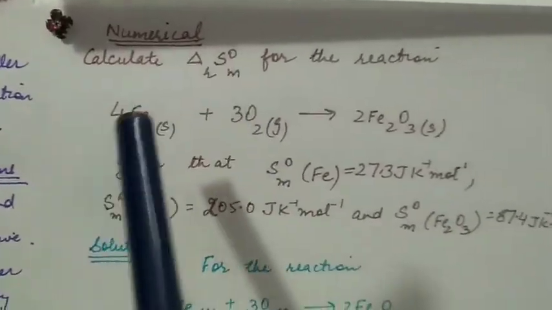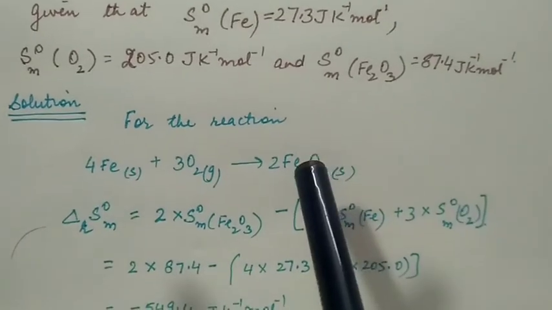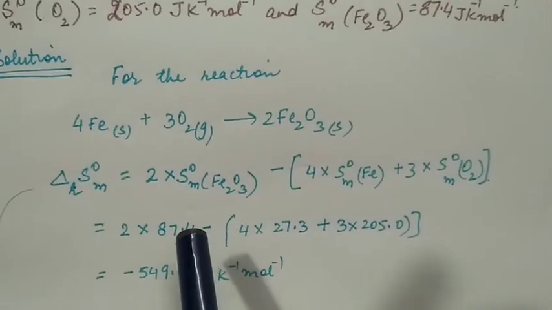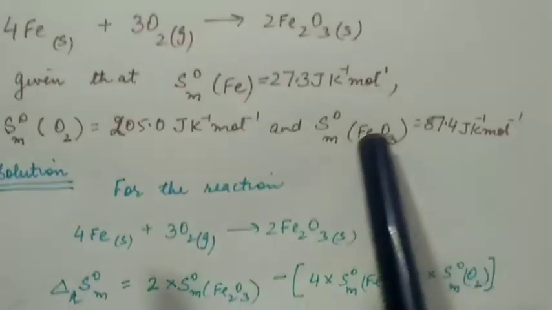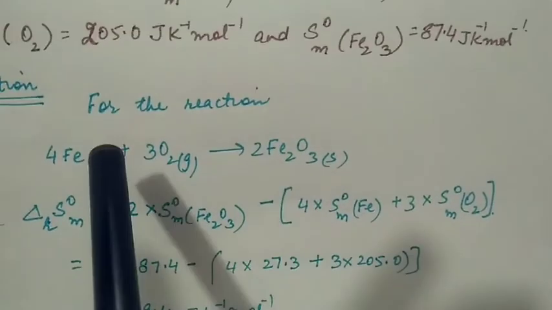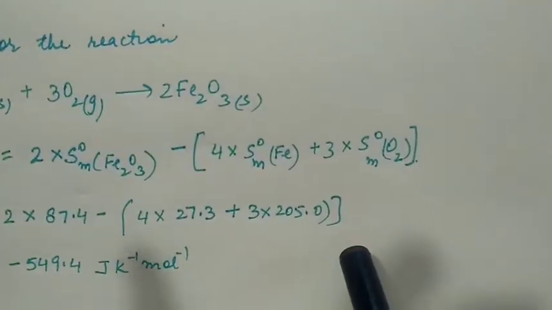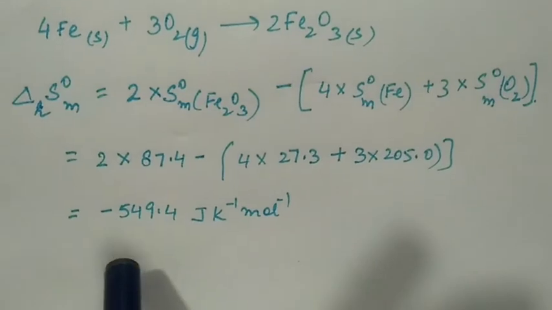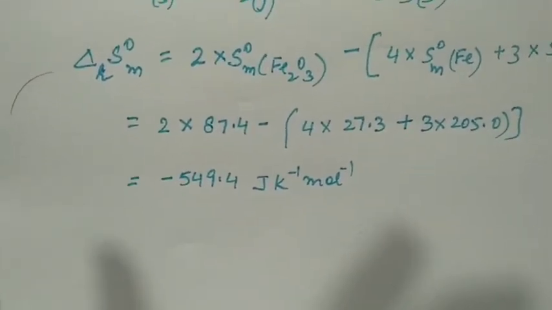For example, for this reaction आयरन ऑक्साइड की value है 87.4, तो इसको 2 से multiply करेंगे, और minus 4 into आयरन की value है 27.3, ये plus 3 into ऑक्सीजन की value है 205.0, ये solve करके हमारा answer आ रहा है minus 549.4 joules per Kelvin per mole.